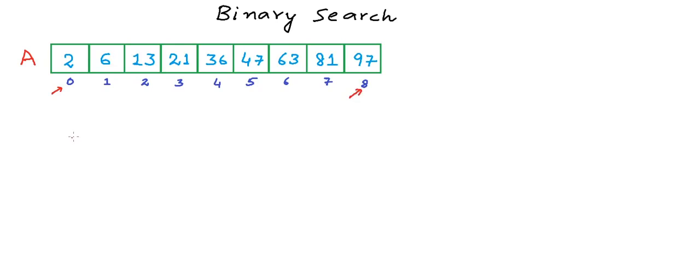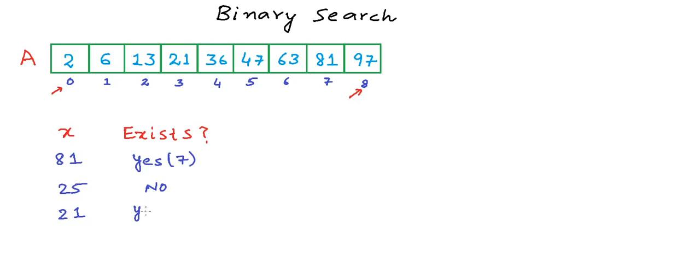Now, given such an array and a number or an integer x, we want to find out whether x exists in this array or not. And if x exists in this array, then we want to find out the position at which x exists. So for example, if x is 81, does 81 exist in the array? Yes, 81 exists in the array A and it exists at index 7. Does 25 exist in the array? No, 25 does not exist in the array. Does 21 exist in the array? Yes, 21 exists in the array at index 3.